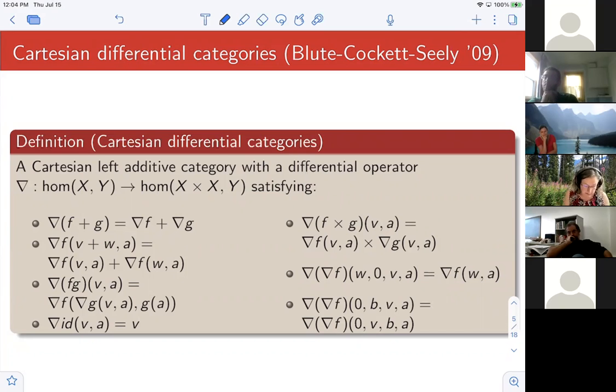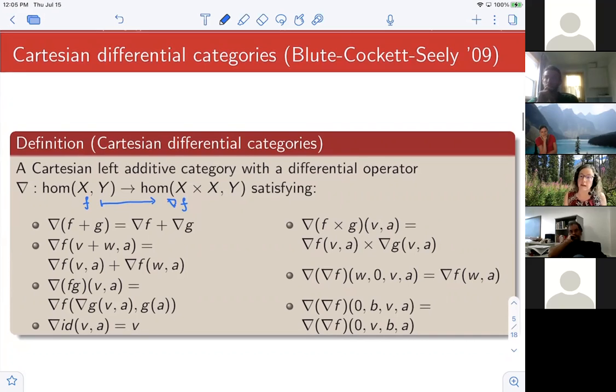So a Cartesian left additive category which has a differential operator that takes a map from x to y and sends it to something like the directional derivative, satisfying these 8 properties. Well, these 8 properties are exactly the formulation of the properties that I showed you on the previous slide, just written in equational terms instead of with their descriptions, like here's the chain rule, for example.